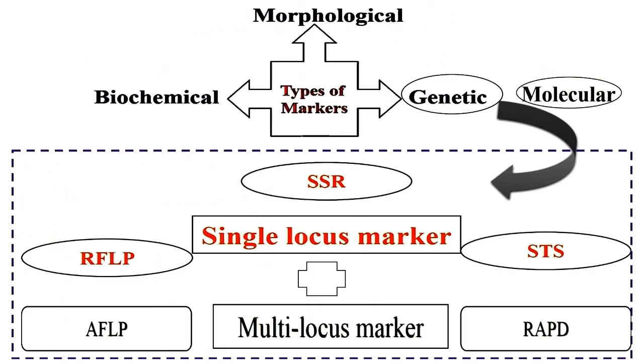This slide refers to examples of molecular markers. As we show, single locus markers include RFLP markers, SSR markers, and STS markers, while multi-locus markers include AFLP markers and RAPD markers.